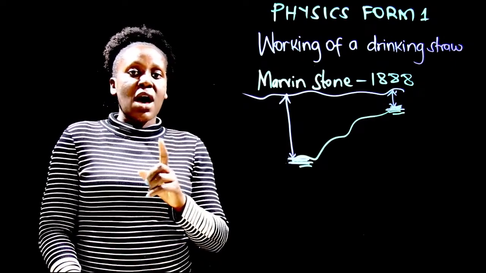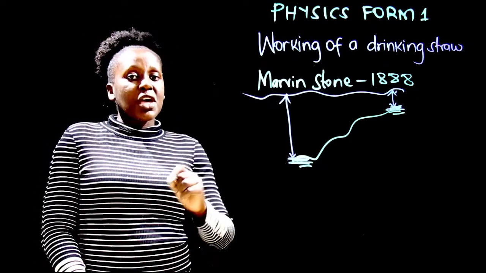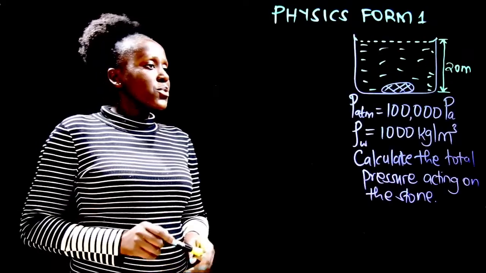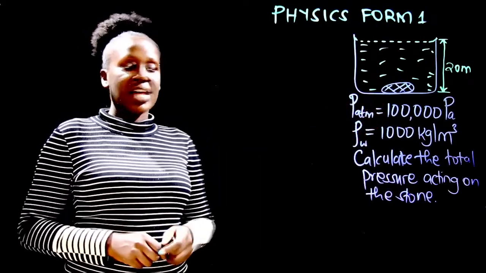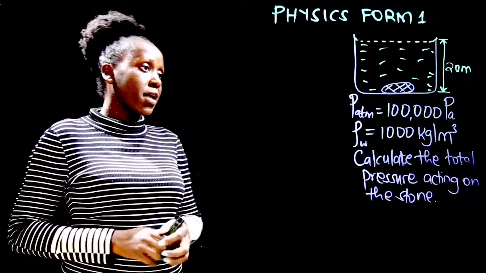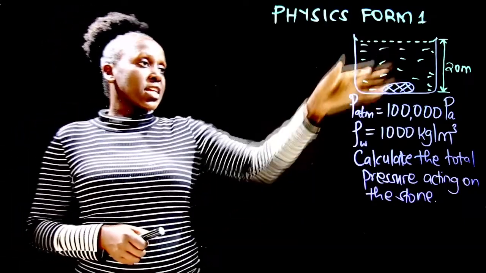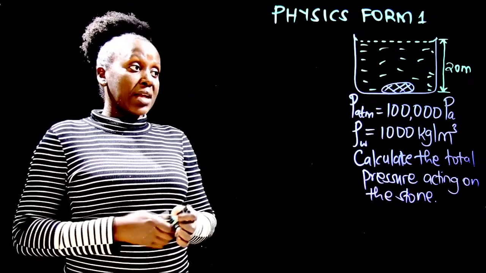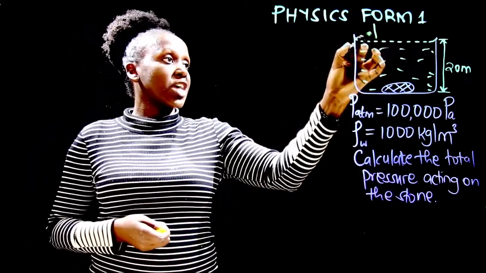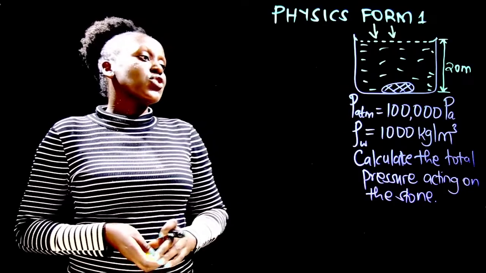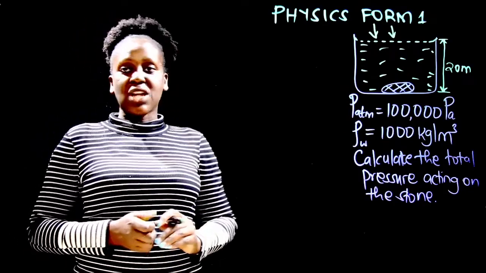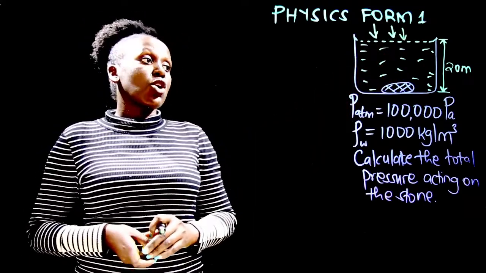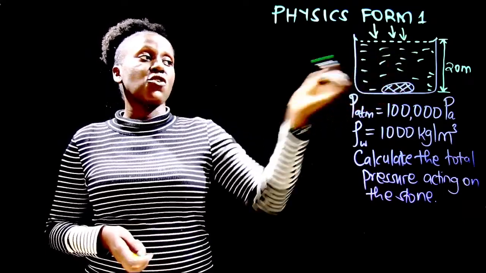So we are going to do one question that is going to need the knowledge of atmospheric pressure. Now in this question, we have a piece of stone that is 20 meters below the surface of the water. And like you can see, the container in which it is put is an open container. As long as that container is open, then we have atmospheric pressure acting at the top here. So when we look at which types of pressure are acting on the stone, we have atmospheric pressure, and then we also have the pressure due to the height of the water.